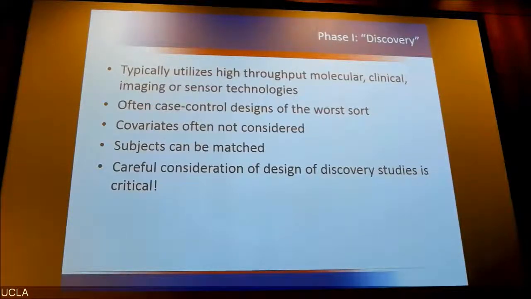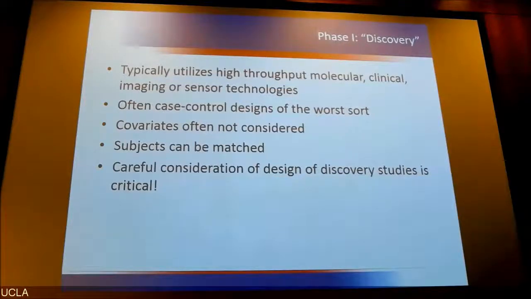So the phase 1 study will either utilize molecular, clinical, imaging, or sensor-based technologies. And the reason that they often fail is that they're often case-control designs of really a bad nature. They're case-control designs where you might have subjects with cancer, and then the control subjects are the people who run the slowest in the lab. You get healthy people, and anyone can tell the difference between an older cancer patient and a young, slow lab tech. But often the studies are testing these essentially useless comparisons and developing markers in a useless setting.